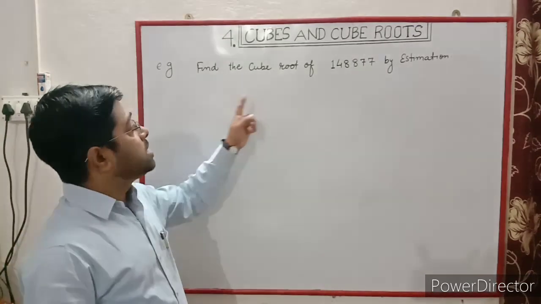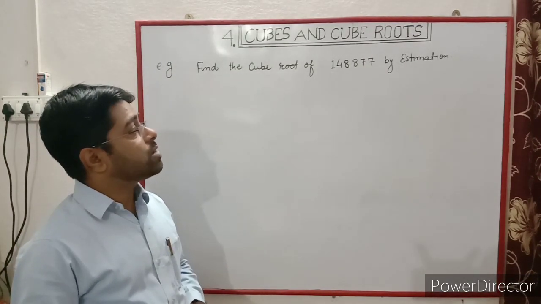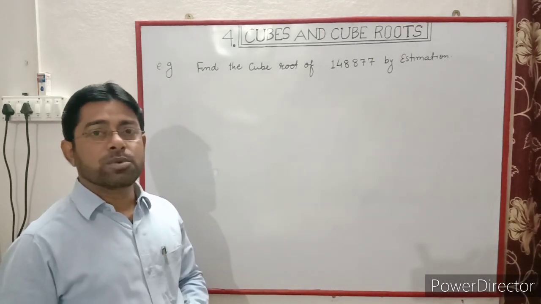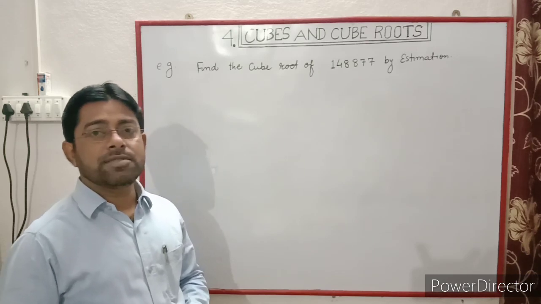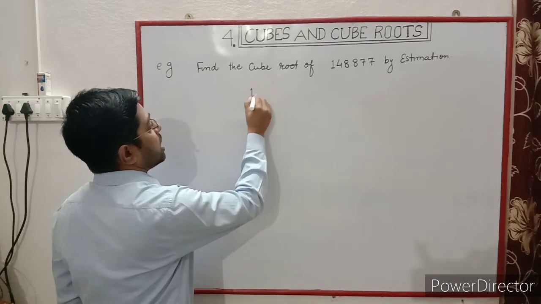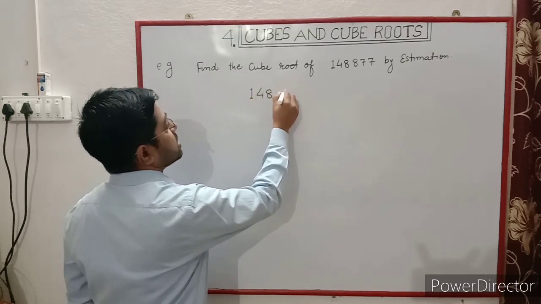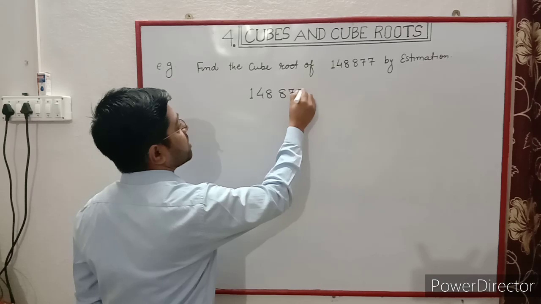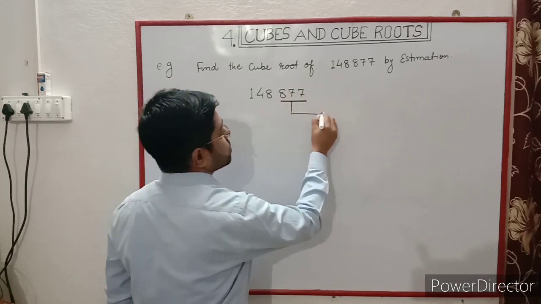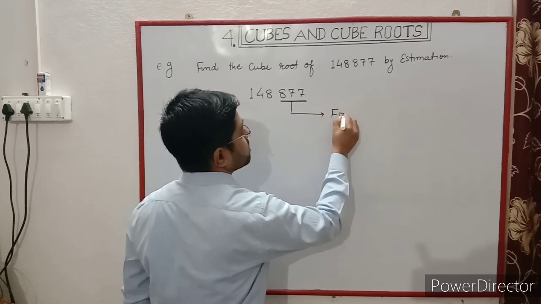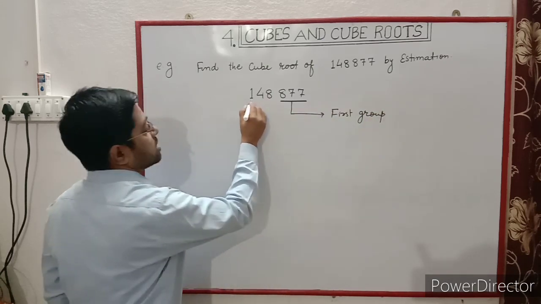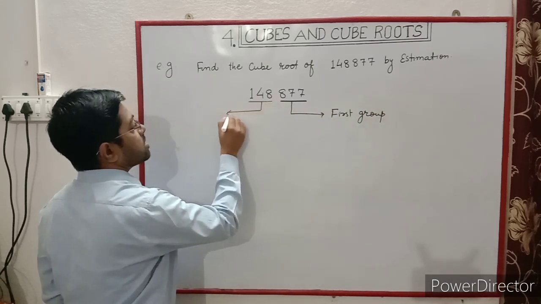Now find the cube root of 1,48,877 by estimation. First step, form groups of 3 digits starting from rightmost digits. So let's see, 1,48,877, from the rightmost digit, 3 digits. So this is the first group. And the remaining digits are the second group.